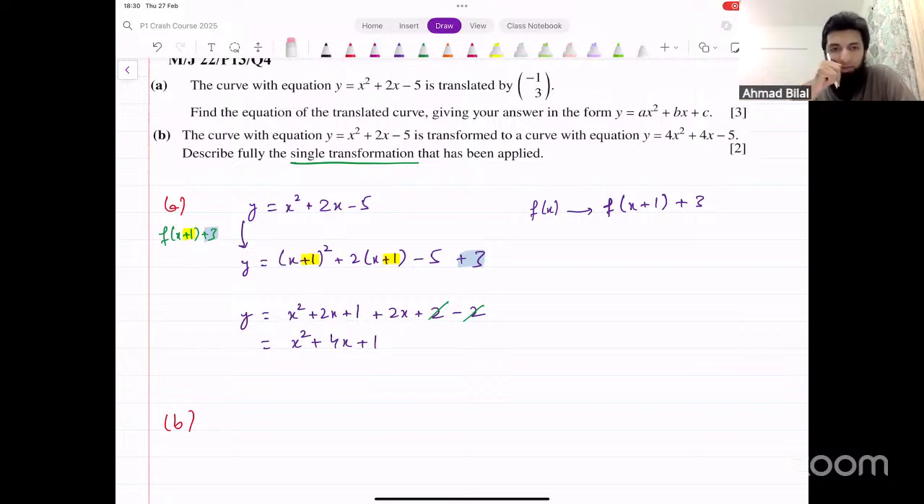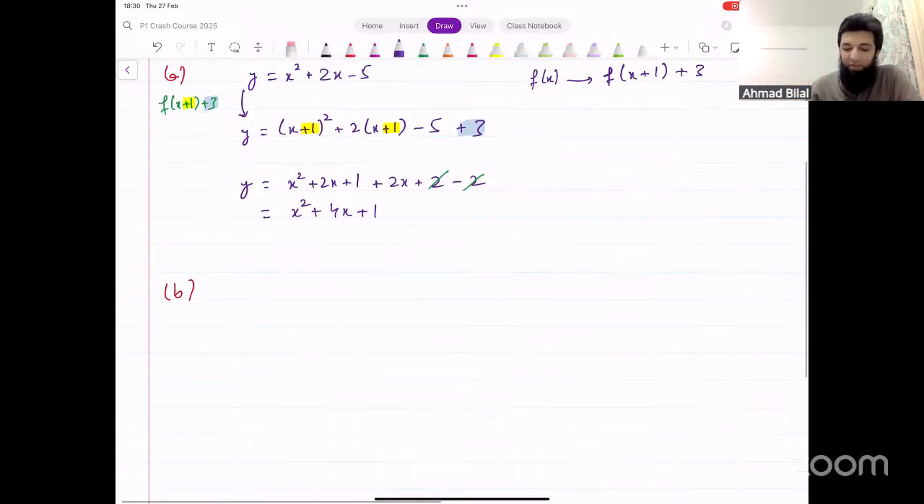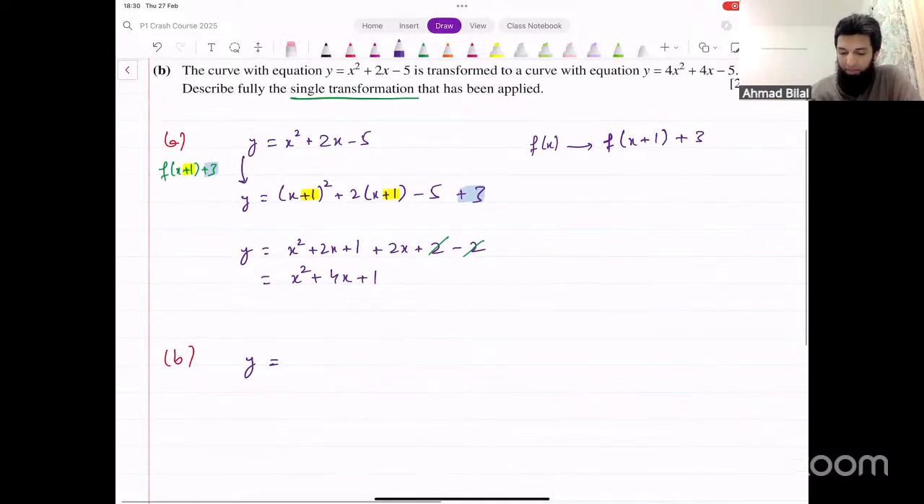How do we think about this now? Okay, now there are two ways of thinking about this. One is quicker, but it's harder to figure out. I'll tell you that way first, which is quicker, but a bit harder to figure out. 4x squared plus 4x minus 5.